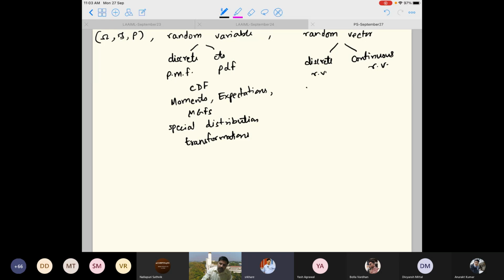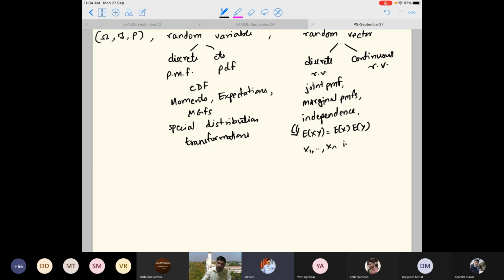And in the discrete random vector, we had seen the concept of joint PMF, correct? After joint PMF, you had done something which is called marginal PMFs. Once you did marginal PMFs, then we had done independence of random variables, correct? Once we did independence, then we saw that expectation of XY is equal to expectation X expectation Y. So independent implies this, but the converse is not true. Then we had seen several such things, that X1 up to Xn iid, and then we had done X bar, what is the distribution of X bar, and so on and so forth.